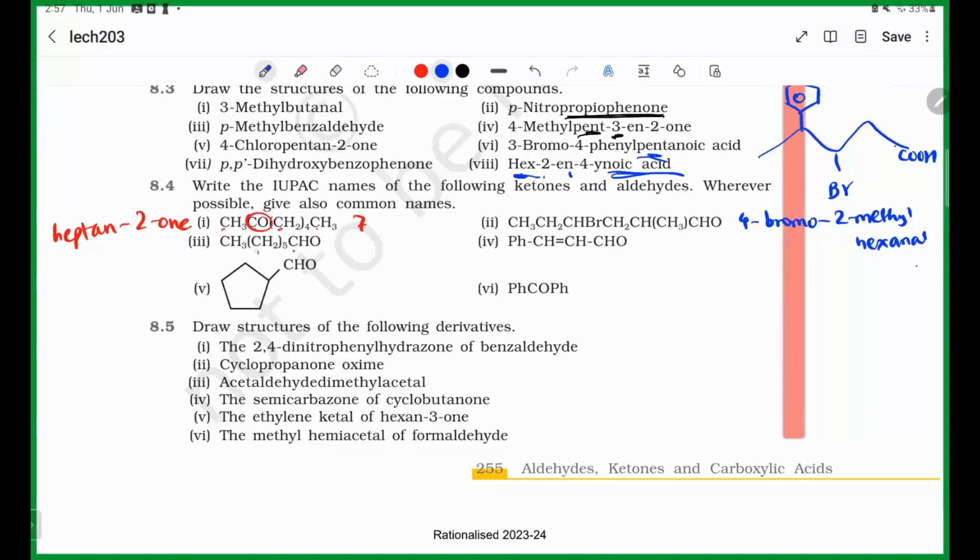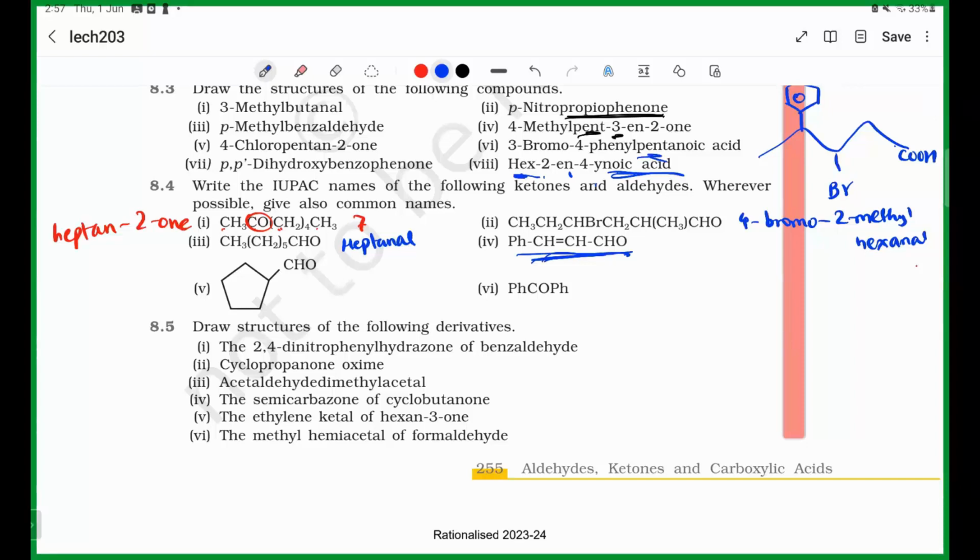So 1, 2, 3. So 1 plus 5 plus 1, 6. Again, 6 carbon atoms. This is clearly 7. Therefore, this is heptanal. Again, they asked for the common names. We'll come back to that later. This is actually a very popular compound.